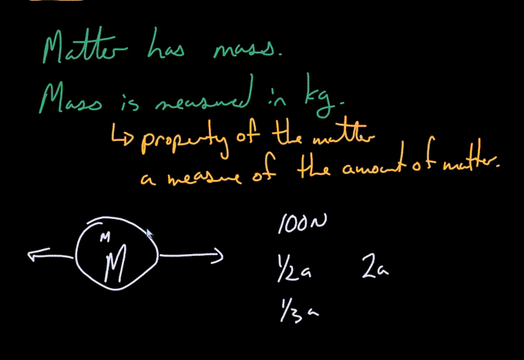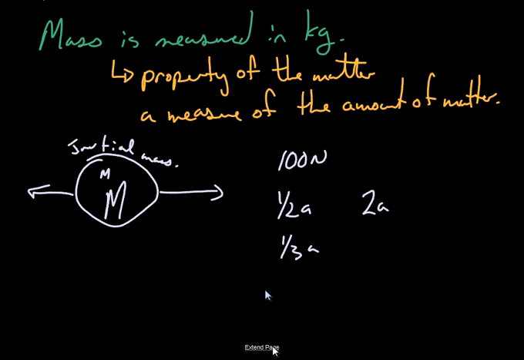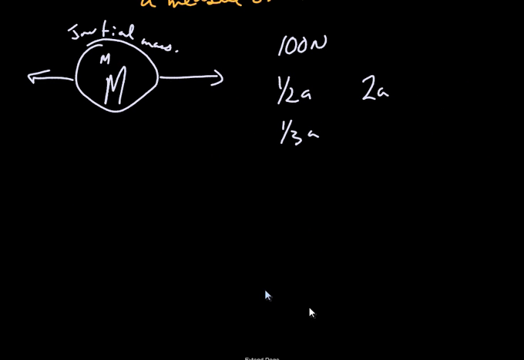So that is one way to detect how much mass there is. We call that inertial mass. The other way is to place the mass in a gravitational field, because gravity pulls on matter.